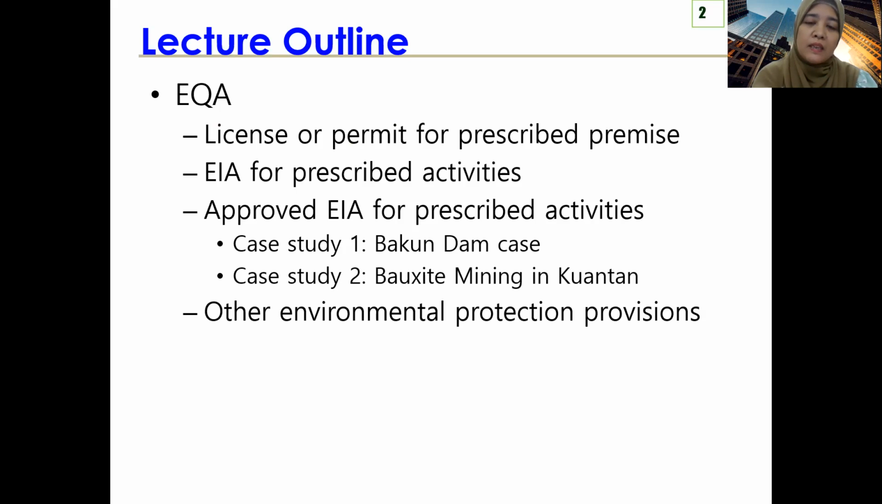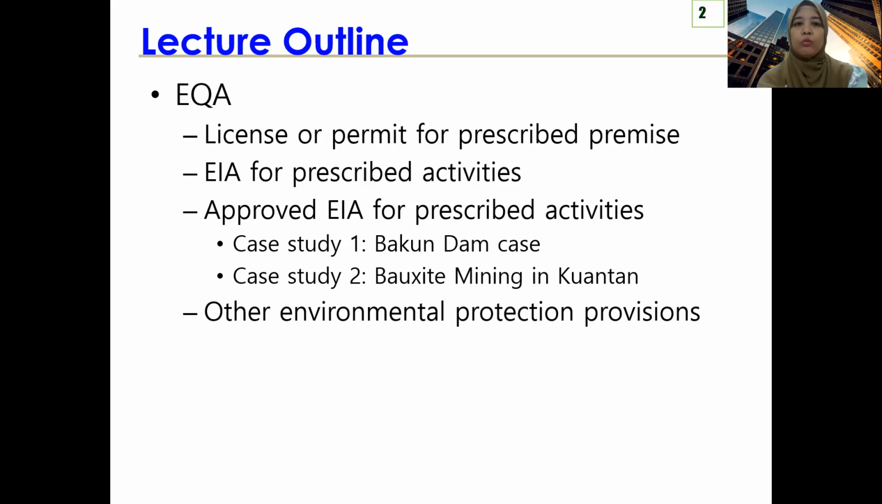So there are two things. One is the prescribed premise, the physical place or physical building, which requires license or permit. The second one is prescribed activities, perbuatan, action, which requires EIA. To prescribe in Malay is terjadual or berjadual. So prescribed premise is bangunan berjadual, prescribed activities is aktiviti berjadual. And we are also going to talk about EIA for prescribed activities.